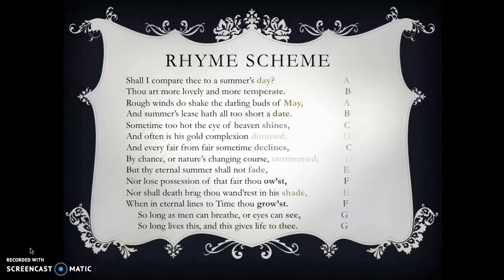All right, so the first thing we're going to discuss is the rhyme scheme. I have listed on the side the rhyme scheme. It goes A, B, A, B, C, D, C, D, E, F, E, F, G, G. So as you will see, day rhymes with May, temperate rhymes with date. Not really the way we say it now, but back in Shakespeare's time, it rhymed a whole lot better. We have shines and declines, dimmed, untrimmed, fade, shade, owest, growest, and see and thee.